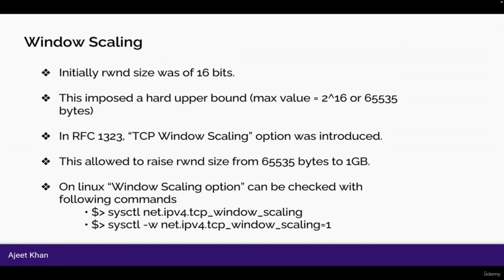On Linux, the window scaling option can be checked with the following command: sysctl net.ipv4.tcp_window_scaling. In this demo, we are going to see how we can check the window scaling option in Linux. So these are the commands which you can use: sysctl net.ipv4.tcp_window_scaling. This will output a value equal to 1. If its value is 1, it means it is enabled, and if its value is not 1, that is 0, then it is disabled. So this is one optimization that you can do in your Linux server. So let us go ahead and see how we can do this.